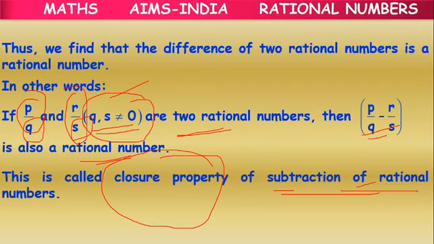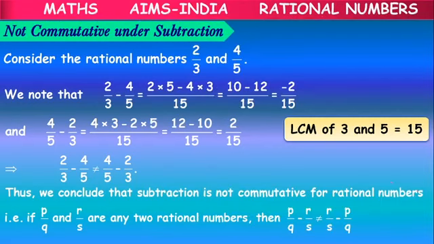children. Next. Let's see another property, the commutative property. Commutative property means, consider two rational numbers, 2 by 3 and 4 by 5. Let's take their difference, 2 by 3 minus 4 by 5. LCM is 15. 3 times 5 is 15, so 2 into 5 we write here. 5 times 3 is 15, so minus 4 into 3 we write here. After simplification, what are we going to get? Minus 2 by 15, which is a rational number.